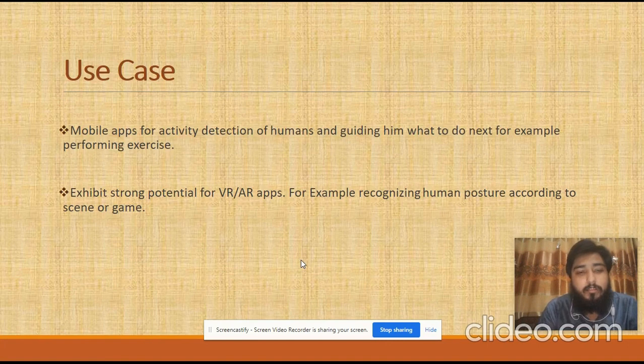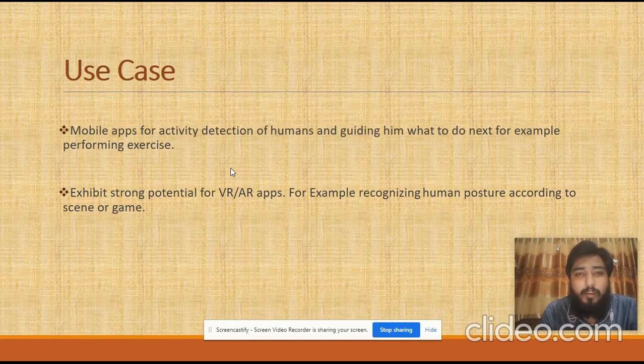Well, use cases. This data that I've taken can be used for mobile apps for activity detection and guiding humans if they are performing something, so what to perform next, or predicting what they will be performing next, or performing exercises. The apps that will support exercising and seeing how humans are performing a certain exercise, if they are taking the wrong movement or not.